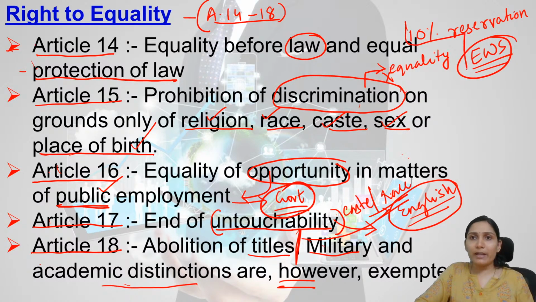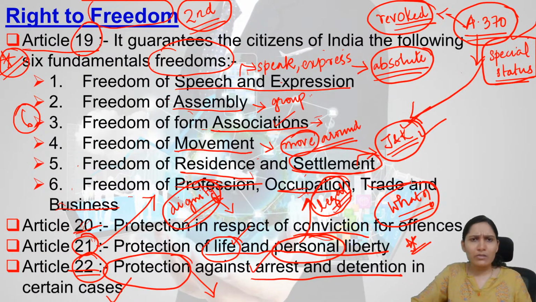Now how is this introduced? By amending Article 16. Everyone should be given equal opportunity, but EWS is getting 10% reservation, OBCs are getting 27% reservation, and SCs and STs are getting reservation. This reservation is an exception to it, and it can be introduced only by amending the fundamental rights. There are other instances also where fundamental rights were altered or amended. Article 21 was amended many times, and right to education was included.